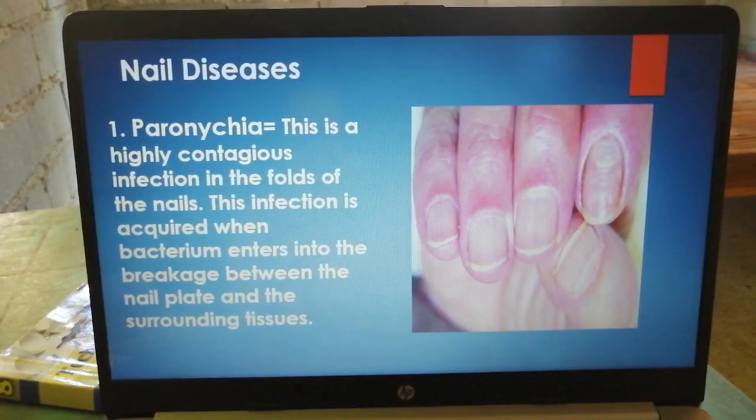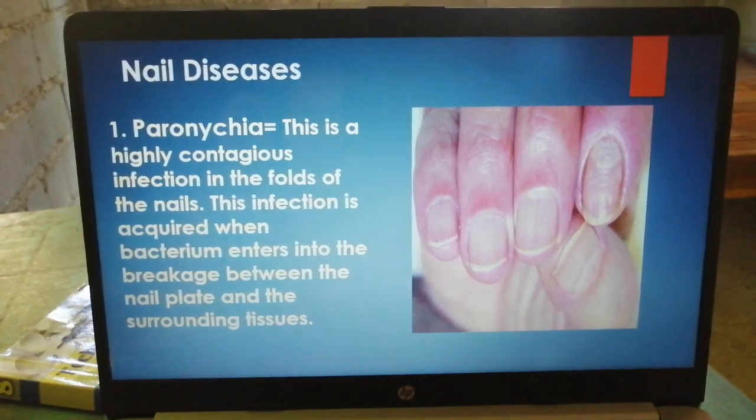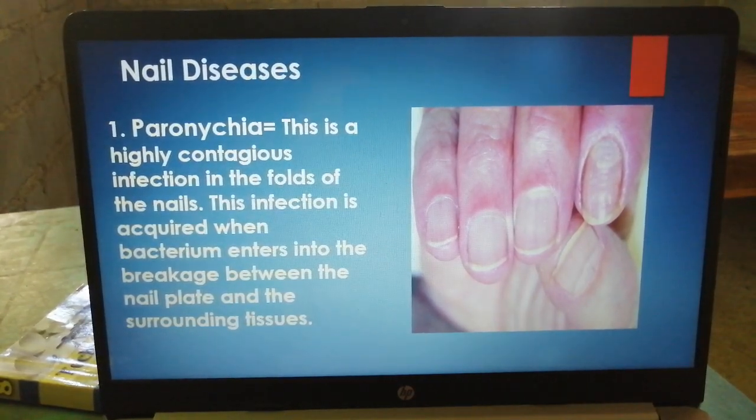The first one sa nail diseases is paronychia. Paronychia, this is a highly contagious infection in the folds of the nail. This infection is acquired when bacteria enter into the breakage between the nail plate and the surrounding tissues. Okay, so ito yung itsura ng paronychia. Parang nagdra-dry yung kuko nyo or parang may butas-butas yung mga kuko nyo.